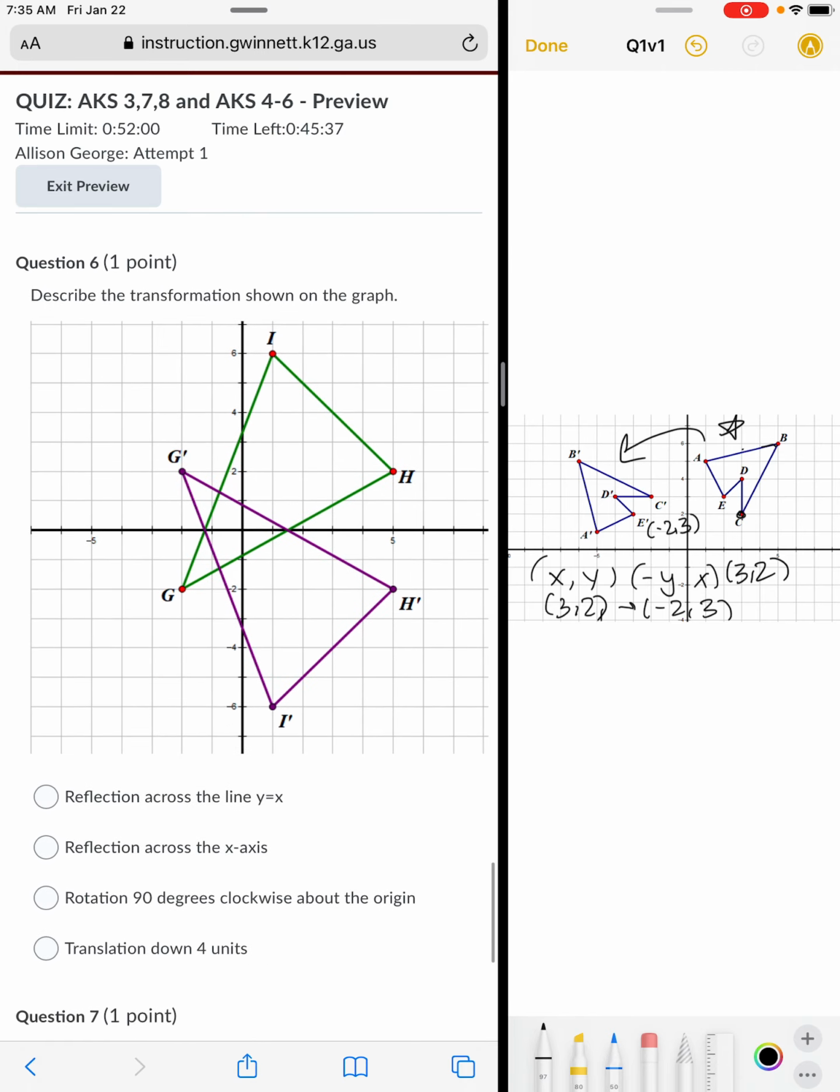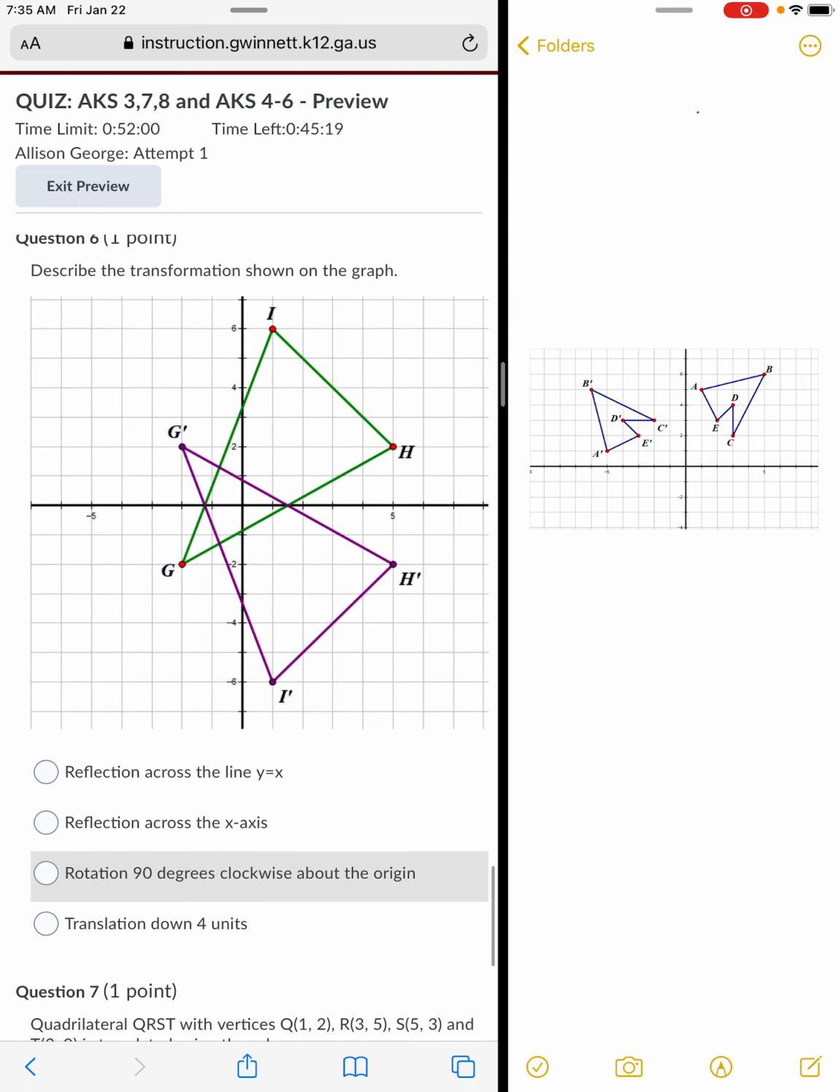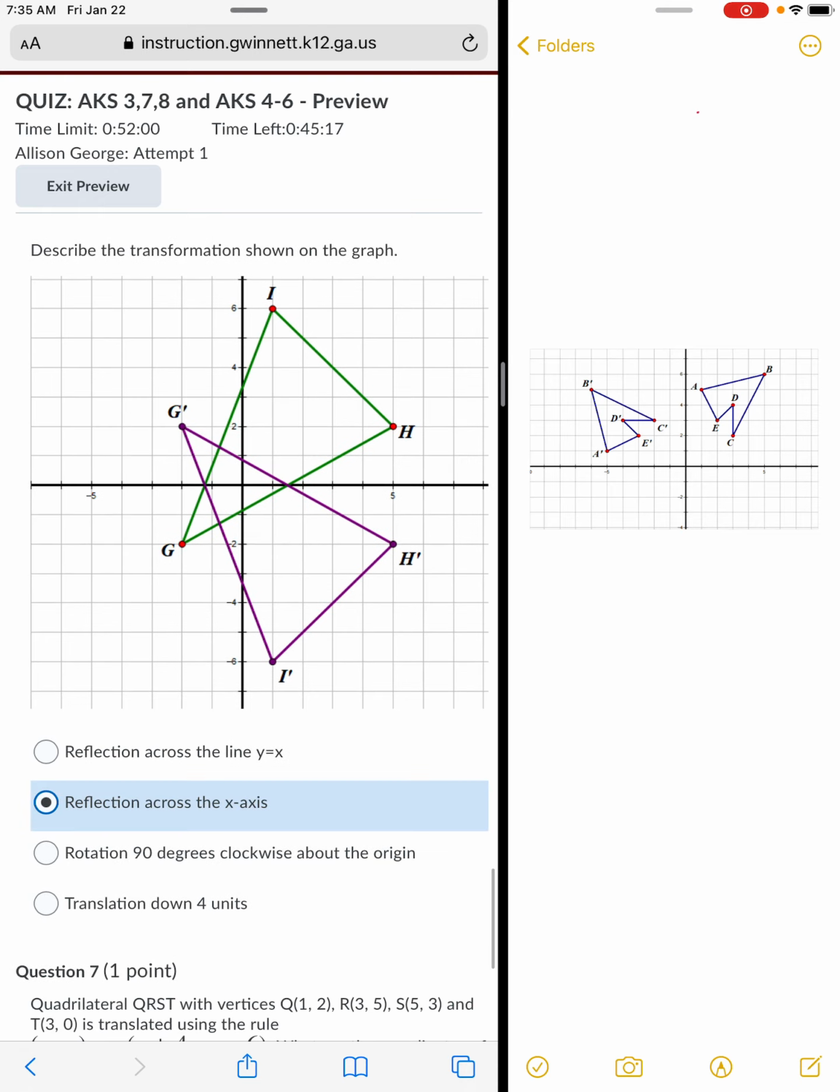All right, let's look at question number 6. What type of a transformation is this one? This transformation looks like a reflection. If you kind of tilt your head sideways, you might notice how both sides are symmetrical across the x-axis. So this is a reflection across the x-axis.